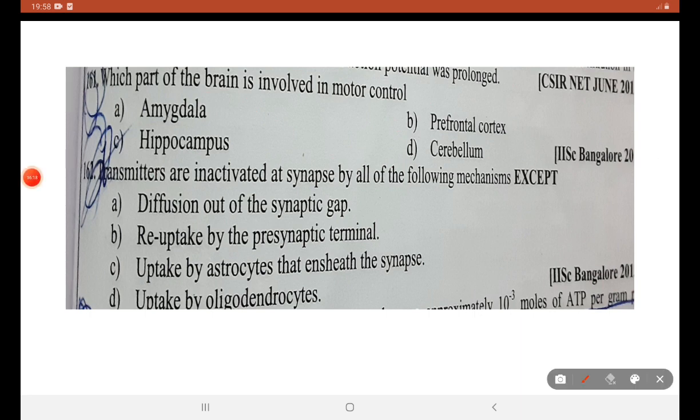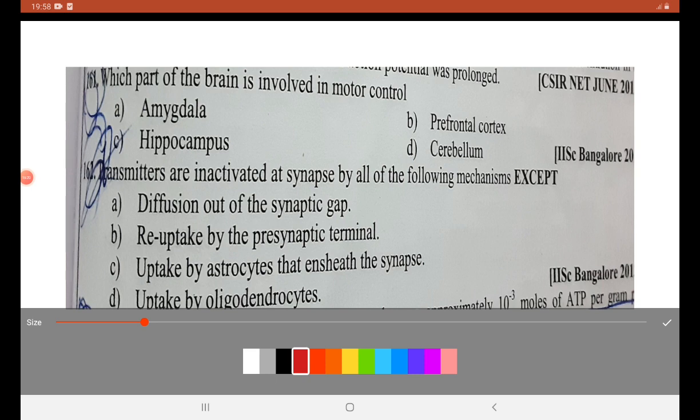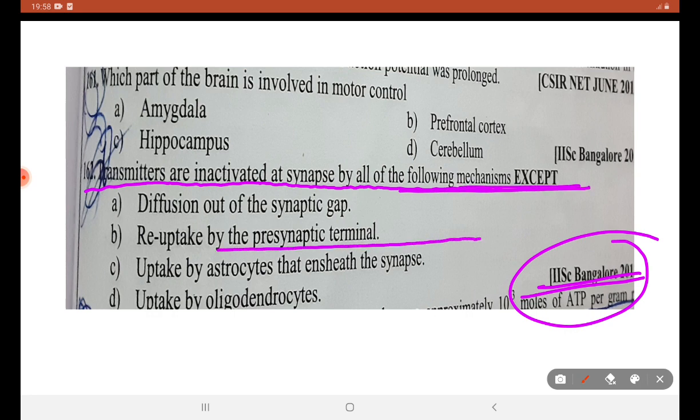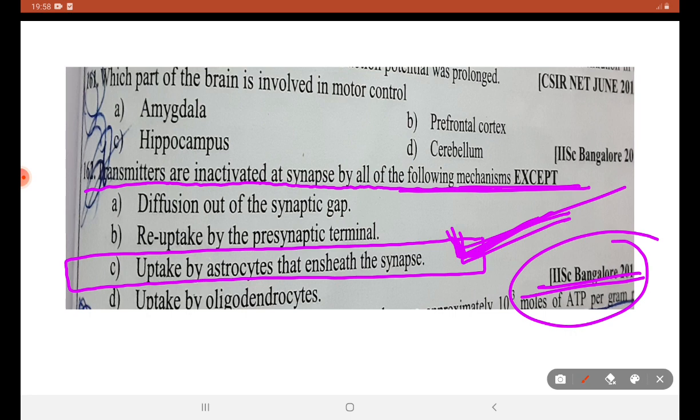Now this is a challenge question, a challenging IISc Bangalore question: transmitters are inactivated at the synapse by all the following mechanisms except. Without thinking, this is the answer, but I need an explanation in the comments. Pause this video, go to the comments and explain why this is correct.